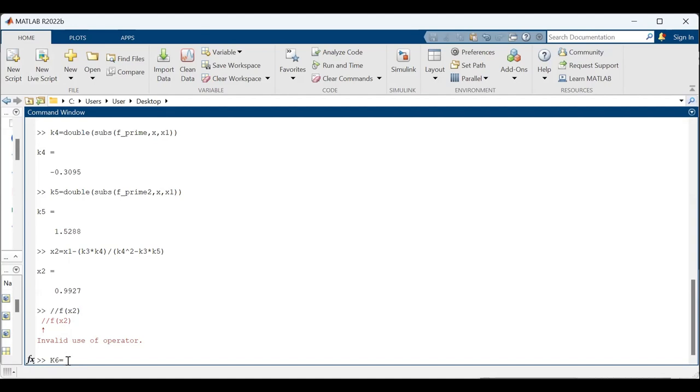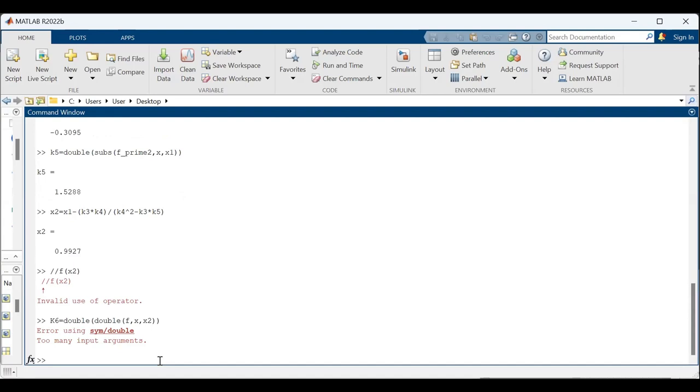So this is double, okay? The same process, we repeat it. We are substituting in the function f with respect to x, and this time around I'm substituting x2. Okay, so that is my K6. So my K6 is f of x2.